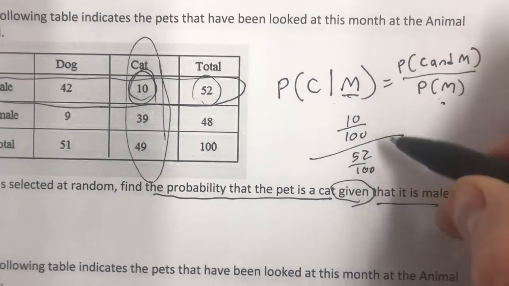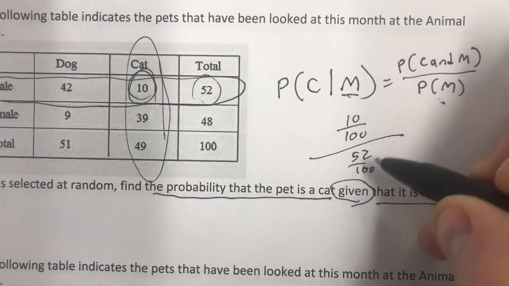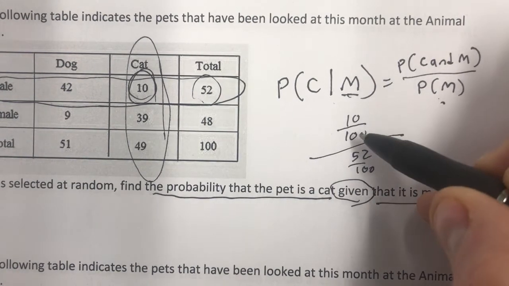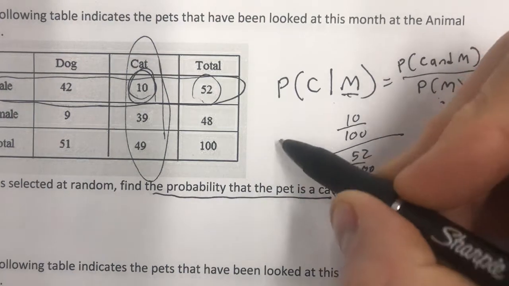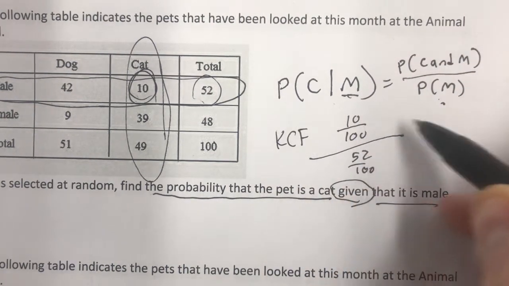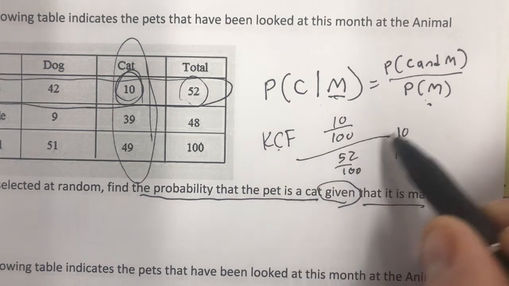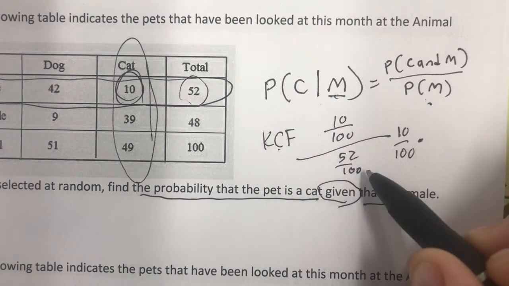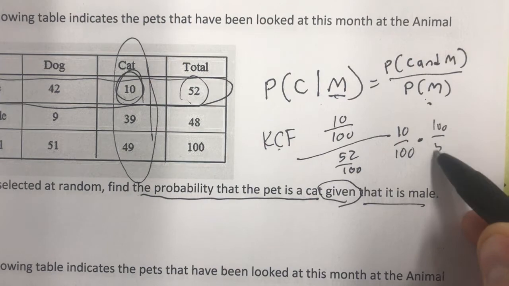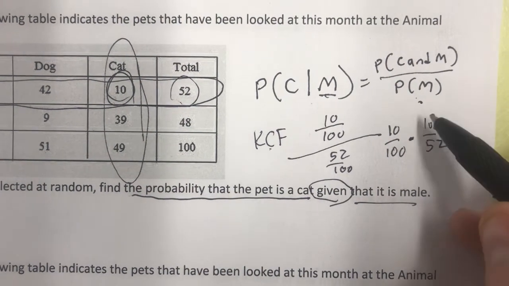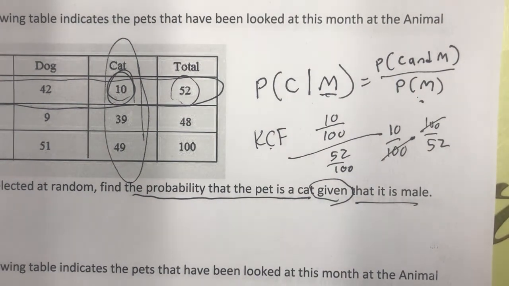Okay. Now, let me just show you this. When you divide fractions, you keep, change, and flip. You keep this one on top, so that's going to be 10 over 100. You change from divide to multiply, and you flip the bottom one, which is going to be 100 over 52. And if you notice, these hundreds will cancel off.